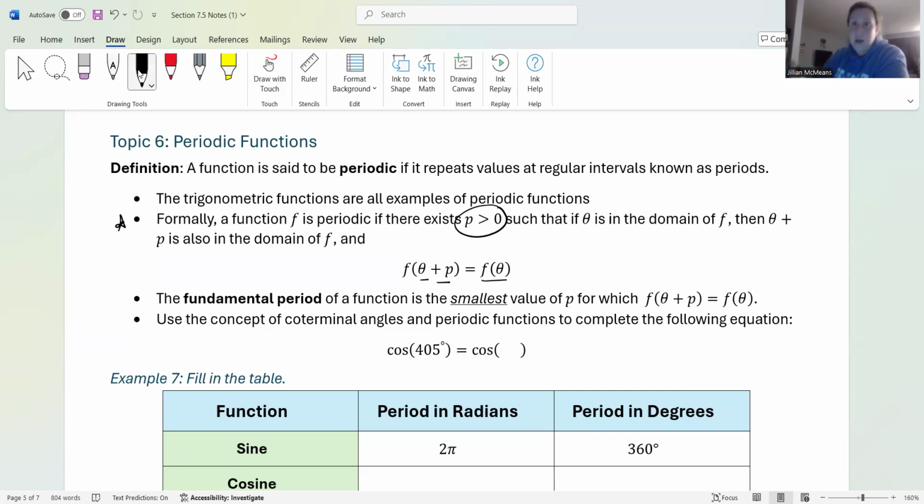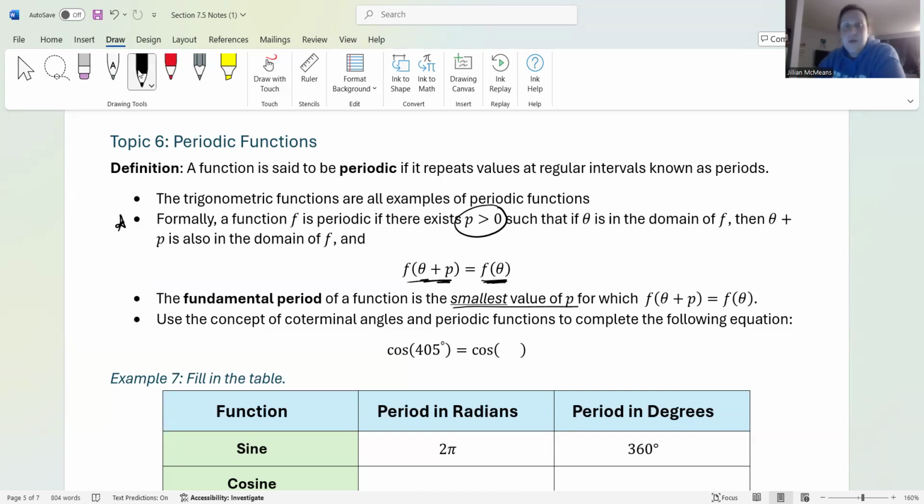So if I add a very regular interval, a value for p, I'm going to end up at the same place and get the same ratio, because remember, f of theta spits out ratios. So f of theta is equal to f of theta plus p, it's equal to f of theta plus 2p, it's equal to f of theta plus 3p. This is just a really formal way to talk about the period of a function. All trigonometric functions are periodic; they all repeat at regular intervals. Now, the fundamental period of a function is the smallest value of p for which f of theta plus p equals f of theta. So it's the smallest interval that you're going to see that repeat happening.